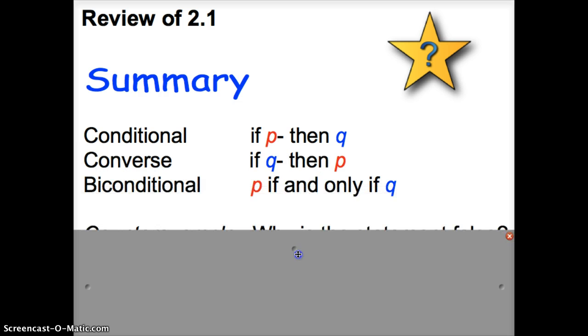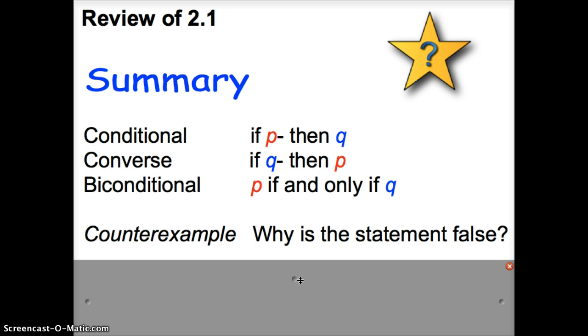We learned conditionals, converses, and biconditionals exist. And then if anything would not be true, you'd have to provide a counterexample for that. And all those examples were from lesson 2.1.